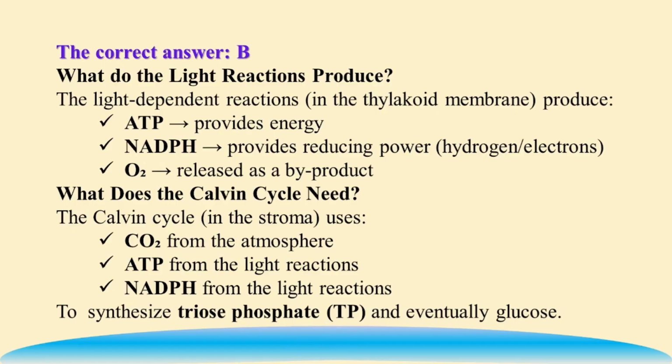The correct answer is B. The light-dependent reactions produce ATP and NADPH. ATP provides energy, while NADPH provides hydrogen and electrons for carbon dioxide reduction in the Calvin cycle.